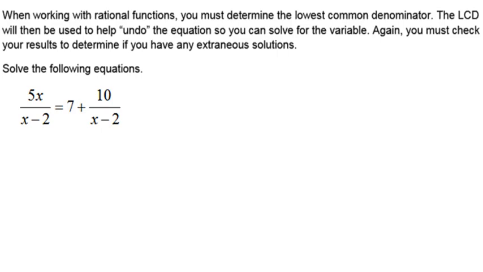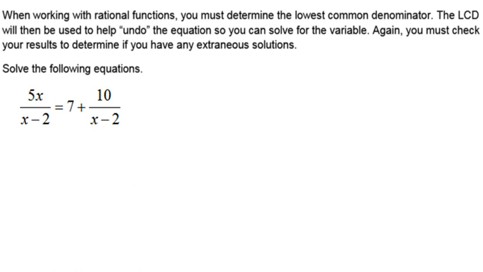Let's look at another equation. Here we have 5x divided by x minus 2 equals 7 plus 10 divided by x minus 2. Again, you want to make sure the denominators are in factored form. So x minus 2, we've got a denominator of 1 here, x minus 2, they're all in factored form.